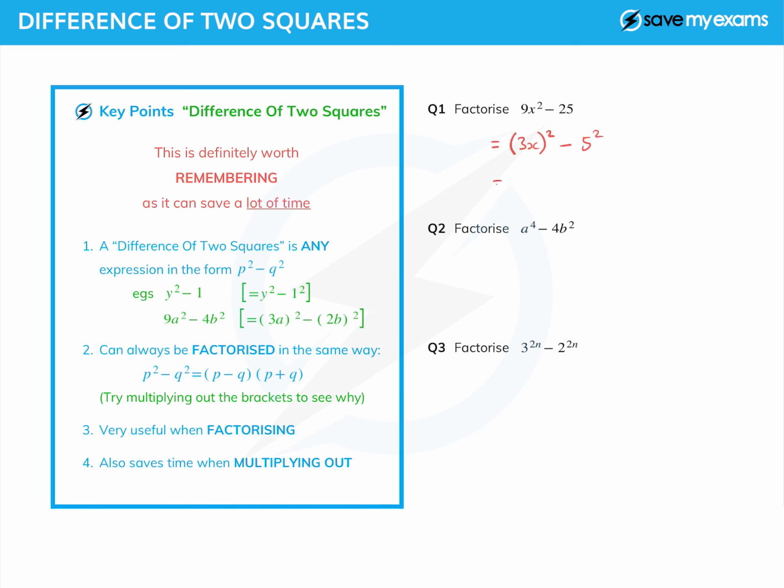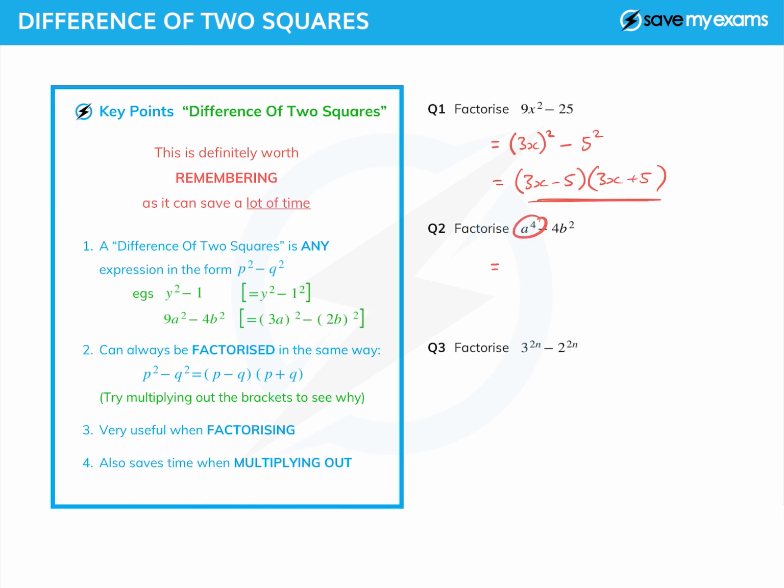And using our rule, that p squared minus q squared is (p minus q) times (p plus q), in this case, if p is 3x, we get (3x minus 5) times (3x plus 5). And so we factorised a quadratic with no x term very easily. What about this next one? We need to do a little bit of harder work.